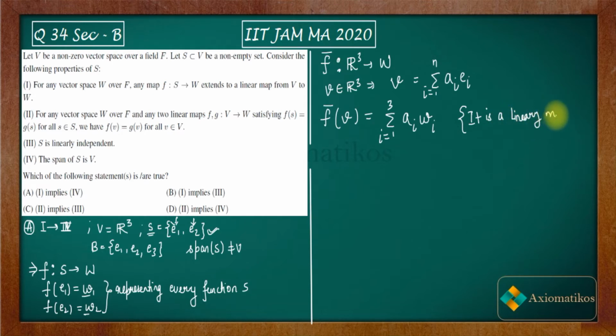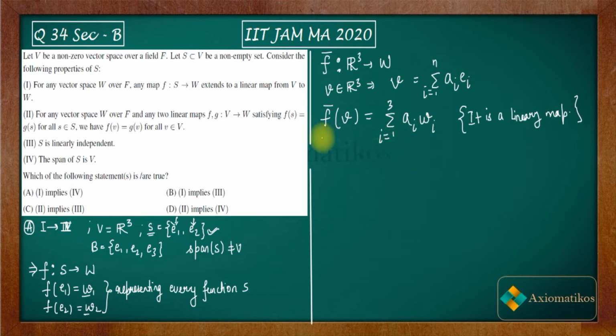Are you getting my point or not? This map is a linear map. What is W3? W3 I haven't defined here, but what is W3? W3 is the image of E3. Please keep in mind W3 is the image of E3. I haven't written it down, but W3 is the image of E3.